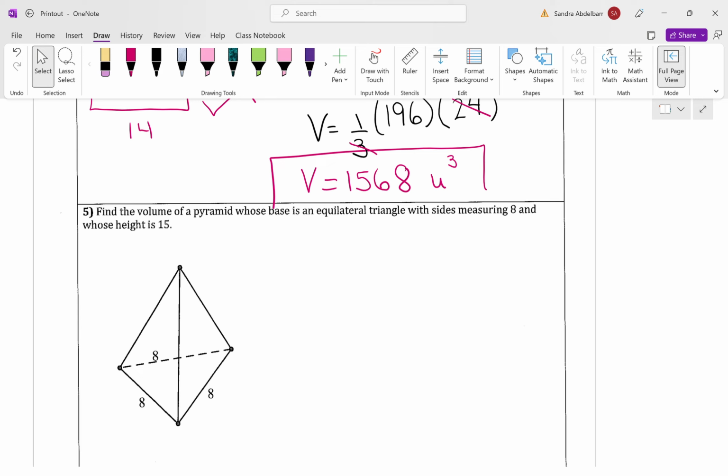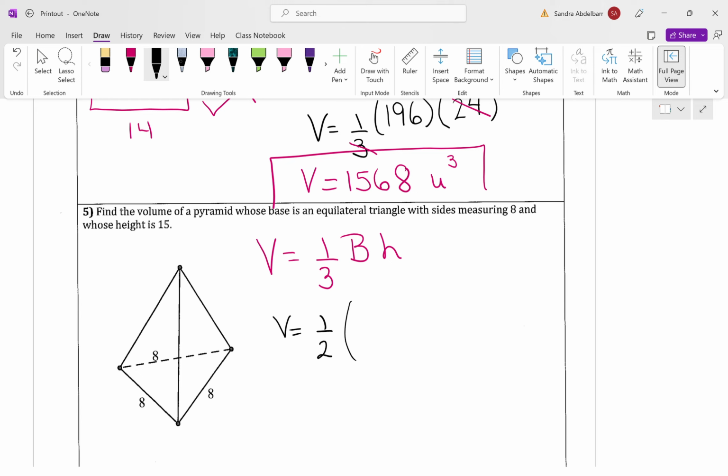It's a triangular base. So it says find the volume of a pyramid whose base is not just any triangle, it's an equilateral triangle with sides measuring 8 and whose height is 15. All right. So volume equals 1/3 area of the base times the height. But this time our base is an equilateral triangle.